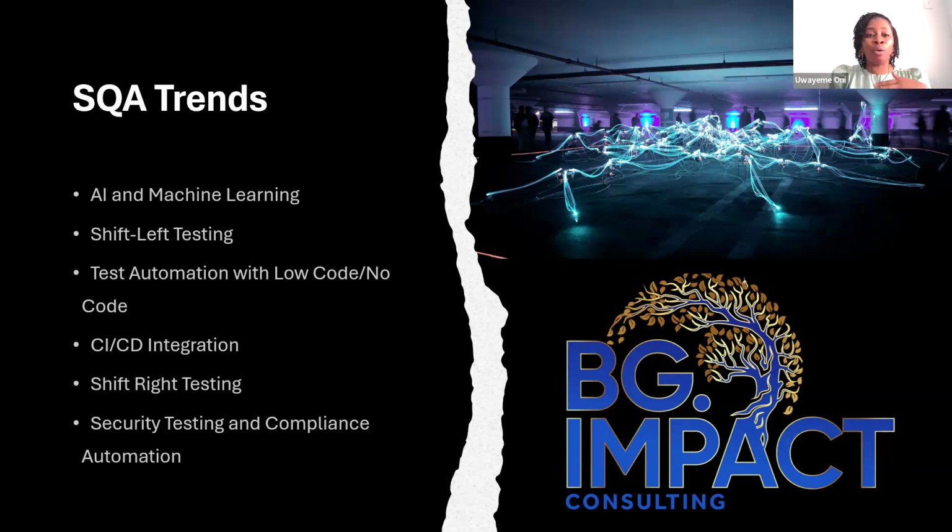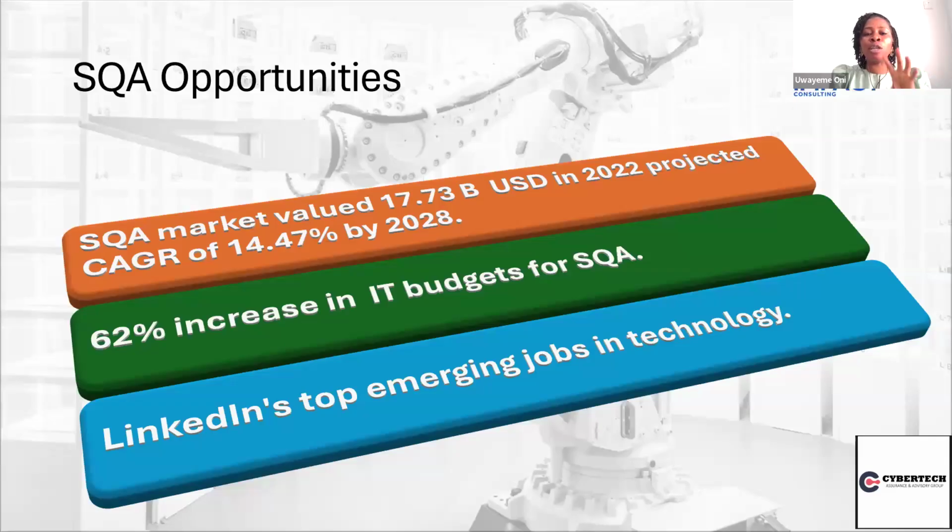These are some of the trends that are going on in testing. Then focusing on opportunities, the research that's been done shows that the software quality assurance market is now valued at 17.7 billion as at 2022, and it's growing by 14%. So imagine where we will be at 2028.